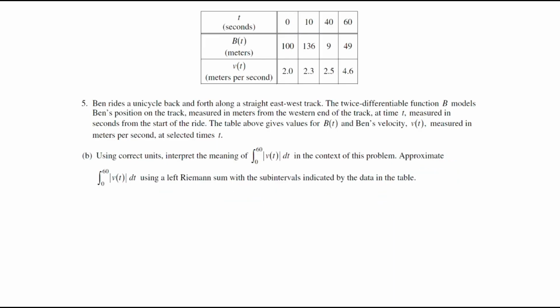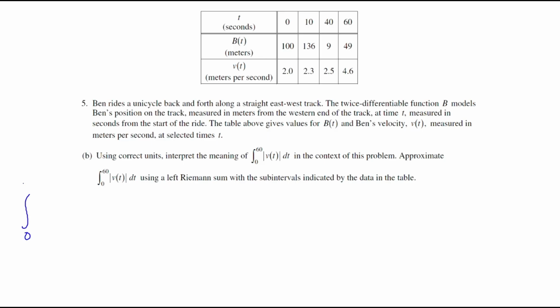In part B, it wants us to interpret the meaning of the integral from 0 to 60 of the absolute value of the velocity in the context of this problem. And then we're going to approximate it using the left Riemann sum. So first off, we know that the absolute value of velocity is speed. And if we integrate speed, then we get a total distance traveled.